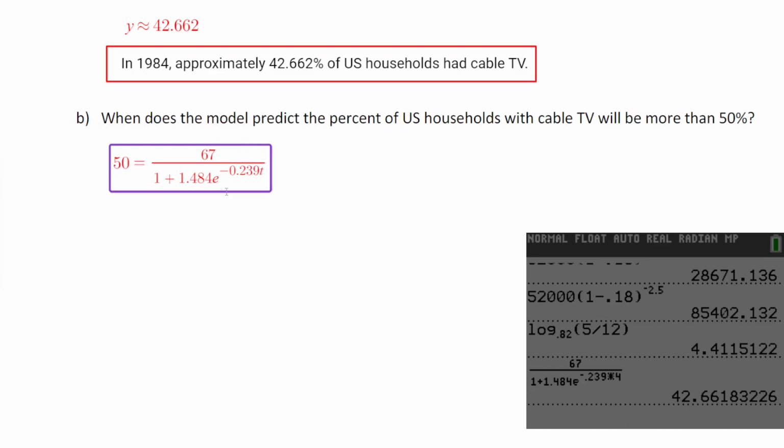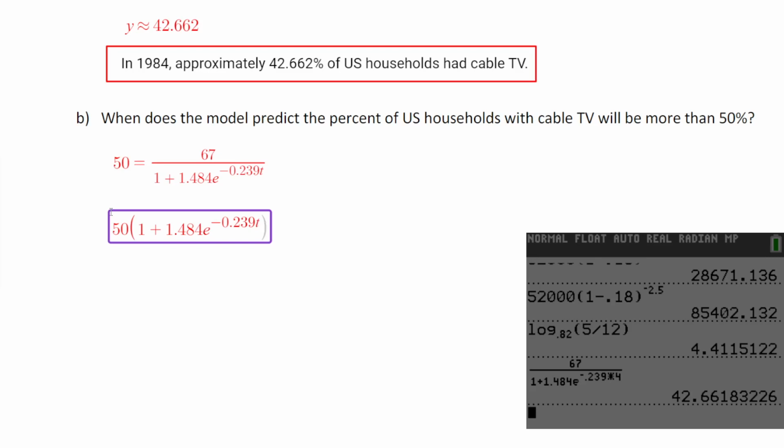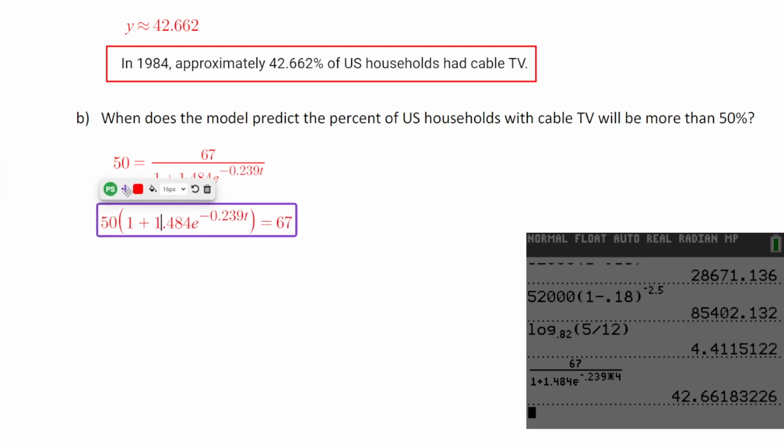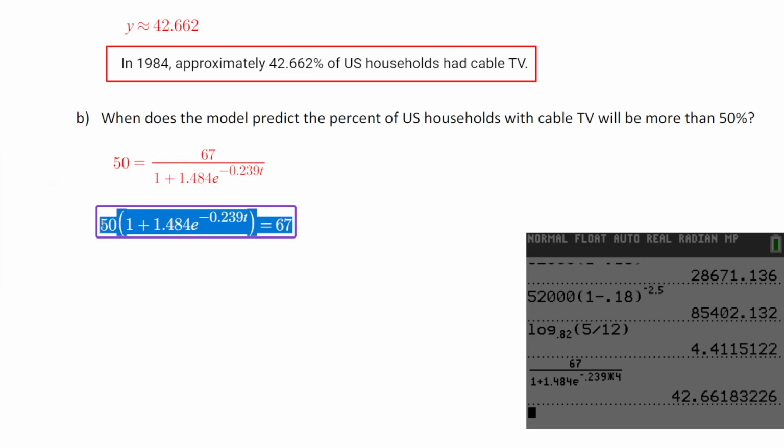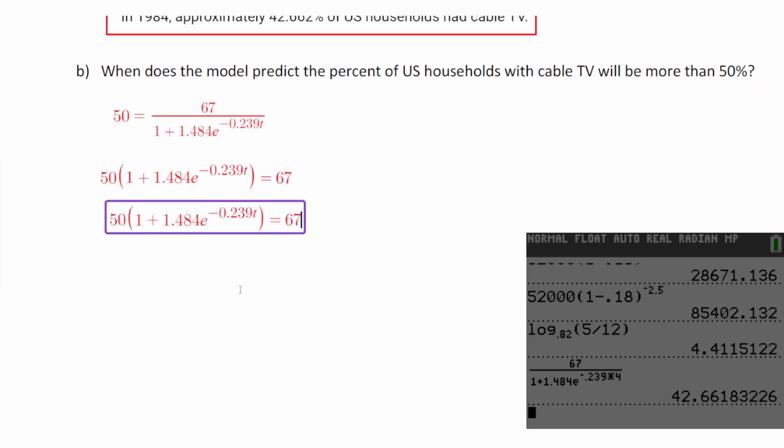All right, so let's start by multiplying both sides by this denominator here. So we have 50 times all that equals 67. And so the next step, you have two options here. You could distribute the 50 and go from there, or you could divide both sides by 50 and go from there. Either one's probably fine. I think I'm just going to divide both sides by 50. But if you worked it out the other way, you should still get the same answer, so don't worry about that if you're just checking your answers here.